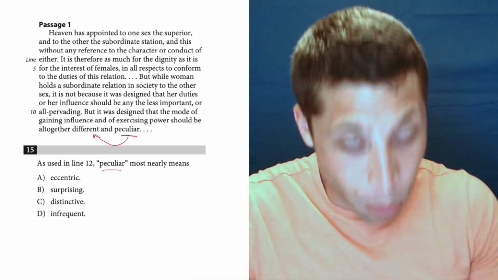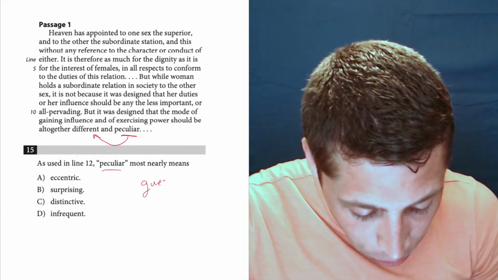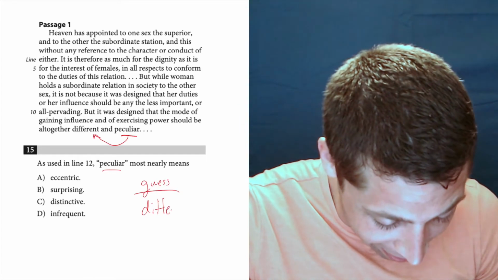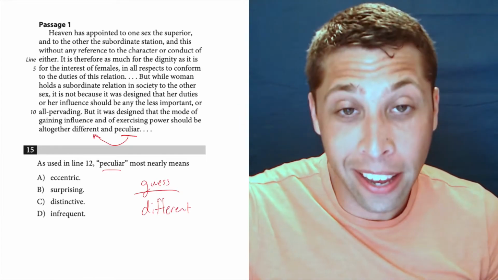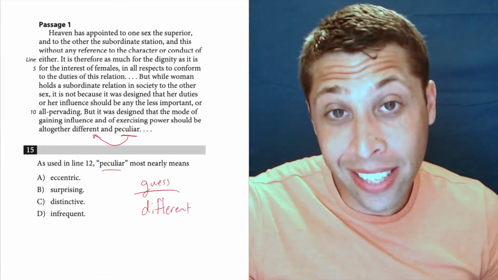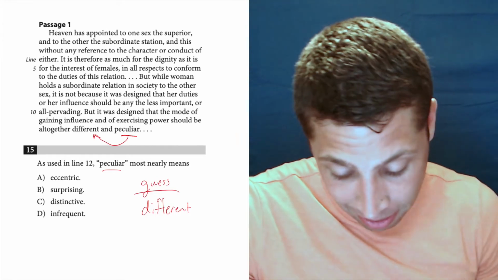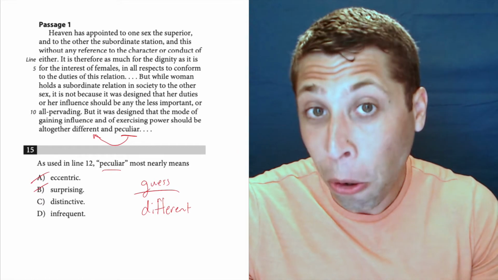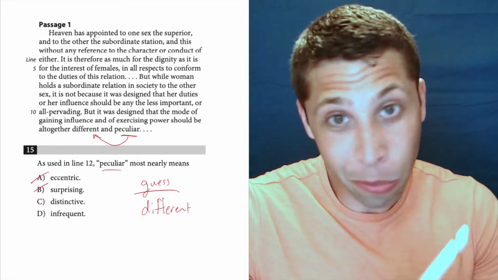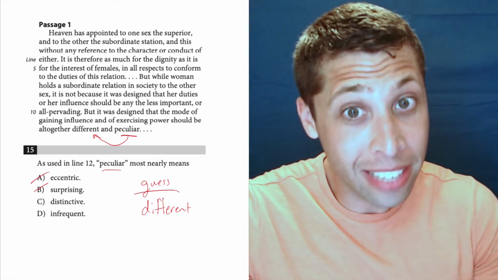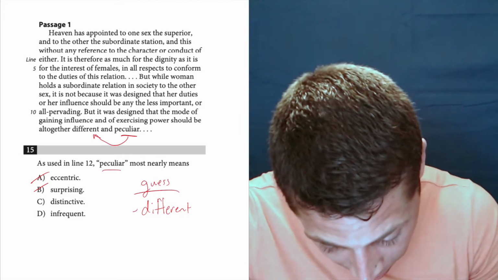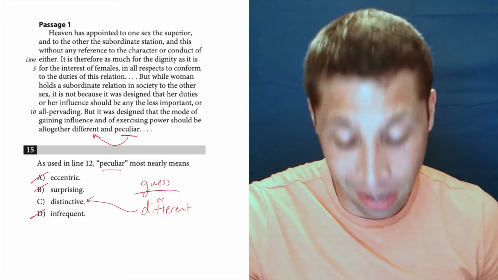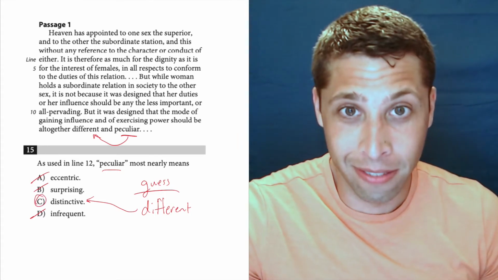So what should we do? Well, we need to come up with a guess for what the word means. They just told us that it means different. Now we need a word that means different. Well, eccentric means weird. Doesn't mean different. Surprising does not mean different. Distinctive is a little bit harder of a word, but it is a word that means different, right? If something is distinctive, it's different. It stands out. Infrequent certainly has nothing to do with difference. That's the answer. That is it.